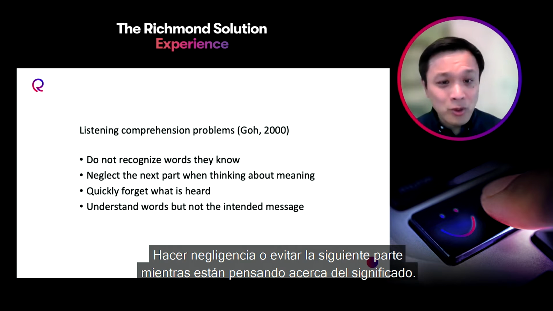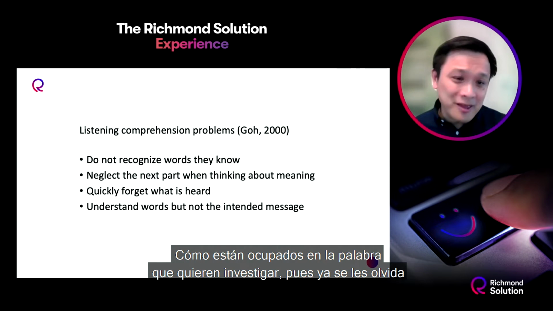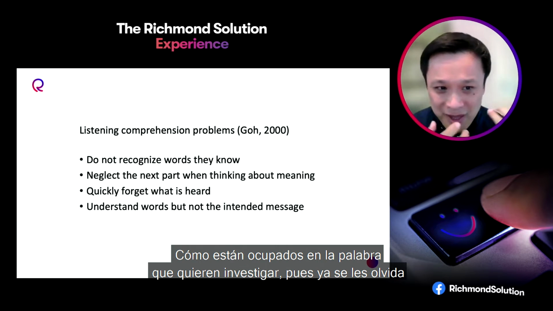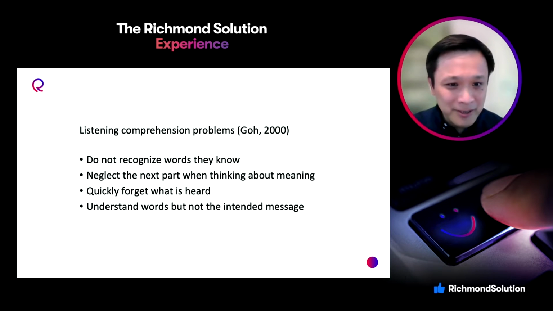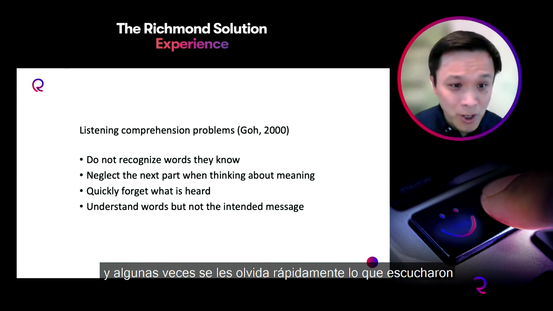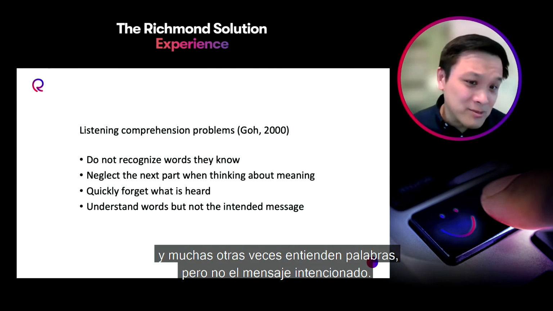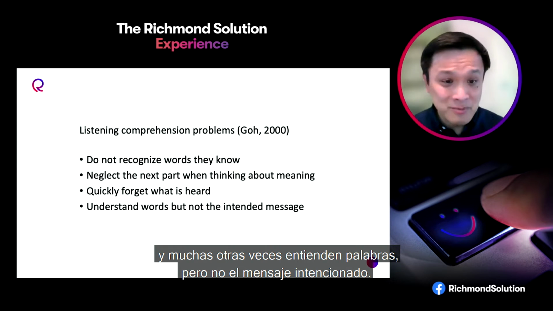Neglecting the next part when thinking about the meaning. I think this is what I was saying about the lack of automaticity. While they're busy thinking about the word, about what they're hearing, the next part has moved on. And they sometimes quickly forget what is heard, and sometimes they understand words but not the intended message.